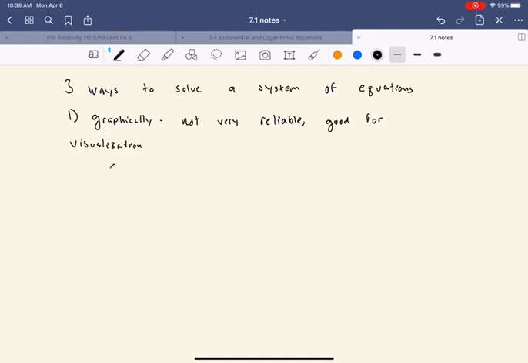Let's take x plus y equals 12, x minus y equals, let's say, negative 2. Okay, so we'll set up our coordinate system. Let's do this by 2's.